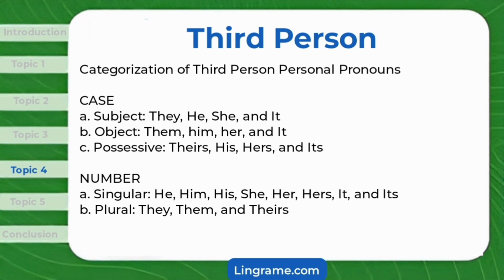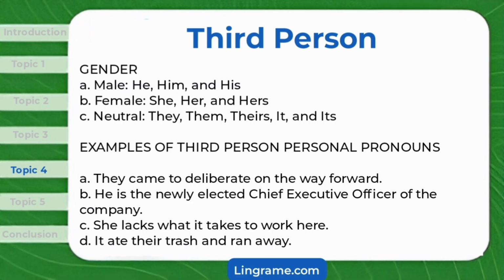Categorization of third-person personal pronouns. Case. Subject, they, he, she, and it. Object, them, him, her, and it. Possessive, theirs, his, hers, and its. Number. Singular, he, him, his, she, her, hers, it, and its. Plural, they, them, and theirs. Gender. Male, he, him, and his. Female, she, her, and hers. Neutral, they, them, theirs, it, and its.